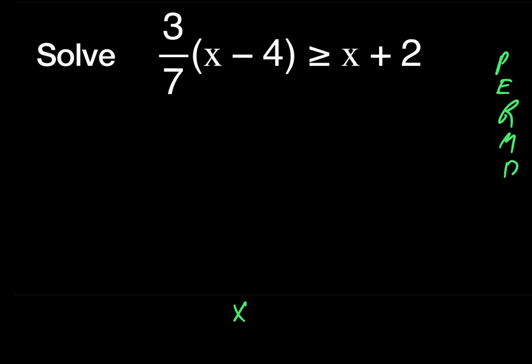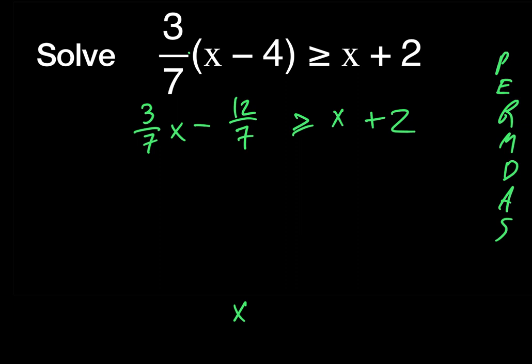But then, always thinking about order of operations. Got to do what's inside parentheses first. There's nothing there that I can simplify. There are no exponents, no roots. There is multiplying. There it is. This is multiplying, so I'm going to have 3/7 x minus 12/7 greater than or equal to x plus 2.